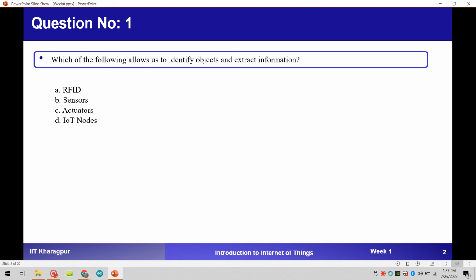The correct answer for this question, which of the following allows us to identify objects and extract information, is your RFID. Because in RFID, the tags and the readers are used to identify the objects and extract information, the information which is present over the RFID tag.